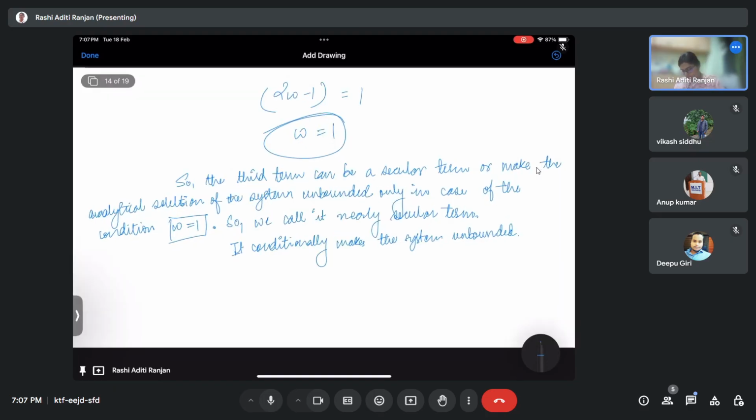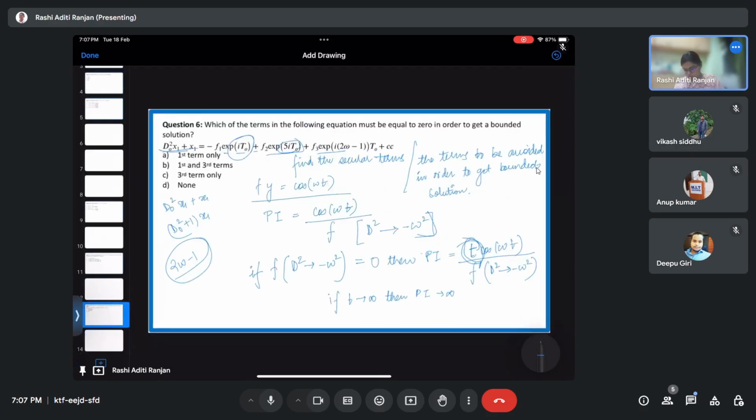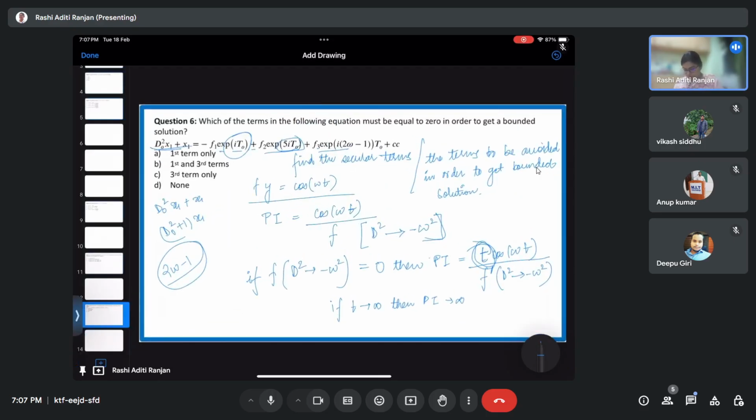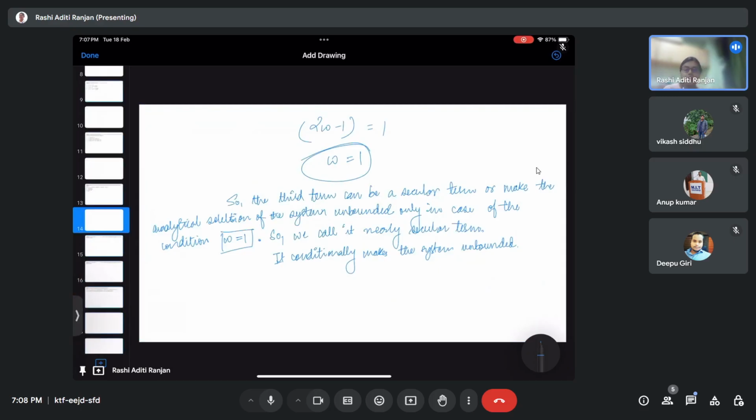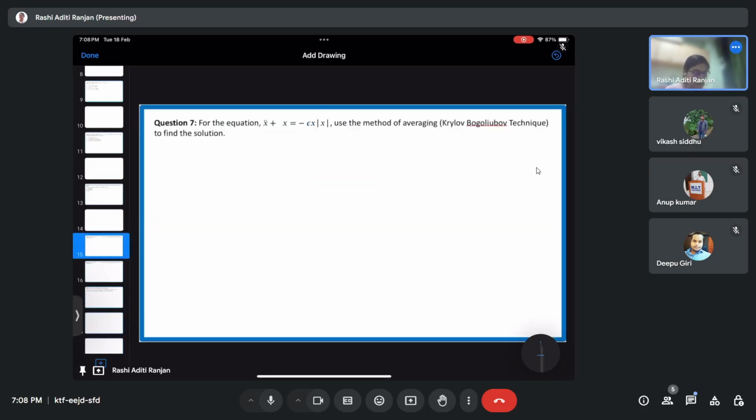So therefore, looking at the options of this question, first term only, no, this is not true. First and third term only, that is also not true. So option B is the correct option here. I hope this is clear and there is no doubt in this. This was a simple concept based on mathematics. Anyways, our main aim is just to avoid the secular term, or just to avoid my system going to unboundedness. My system should always be bounded.